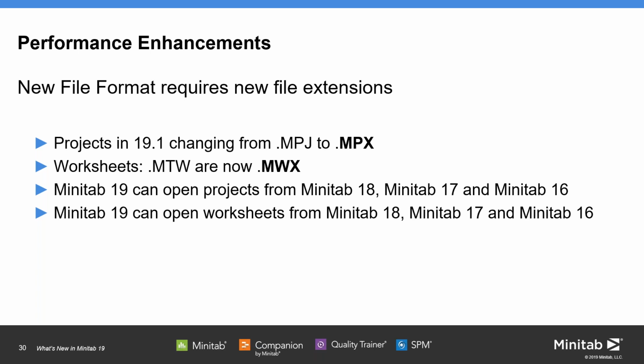So Minitab 19 can of course open older projects. We can open projects from Minitab 18, 17, and as far back as Minitab 16. Same thing applies with the worksheets. However, when you open a Minitab project from a previous version into version 19 and you hit the save button, that project is going to save as an MPX. It's not going to save over the previous MPJ file. Same thing with the worksheets. It's going to save in the new format from Minitab 19.